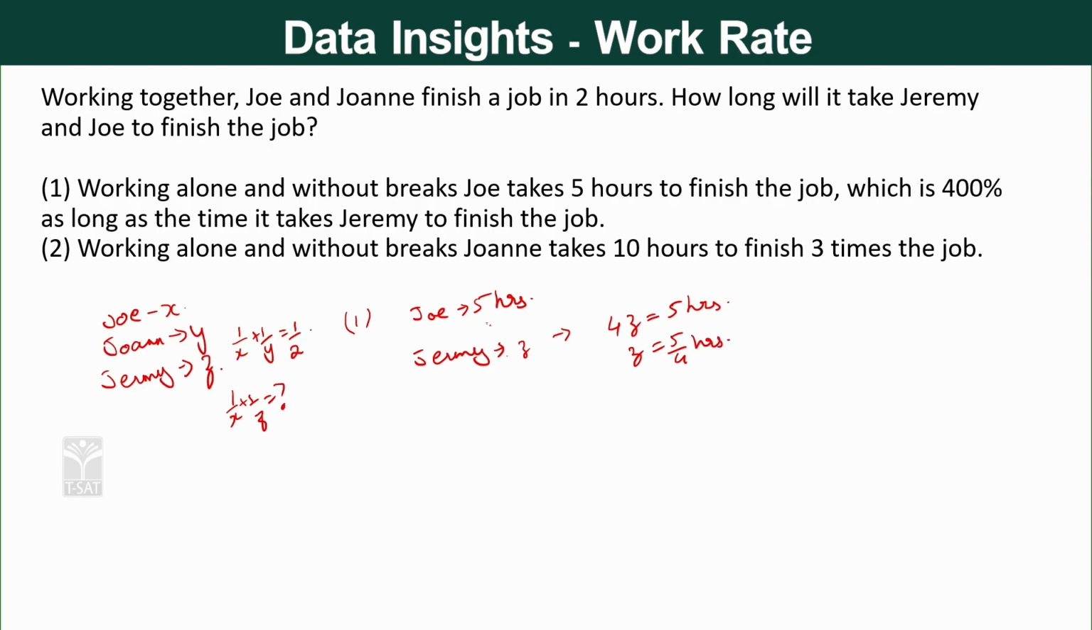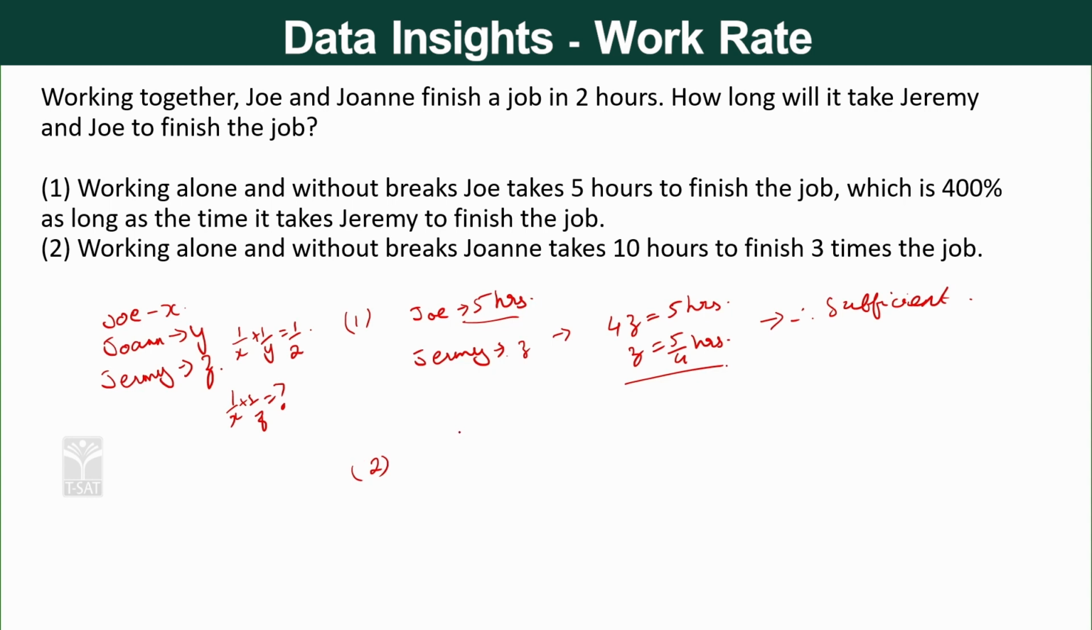So, therefore, since we know both Joe and Jeremy how much time they are taking, we can easily calculate. So, therefore, this is sufficient, you do not need to do the calculations, this is sufficient to calculate the question asked, that is how long will it take Jeremy and Joe to finish the job.